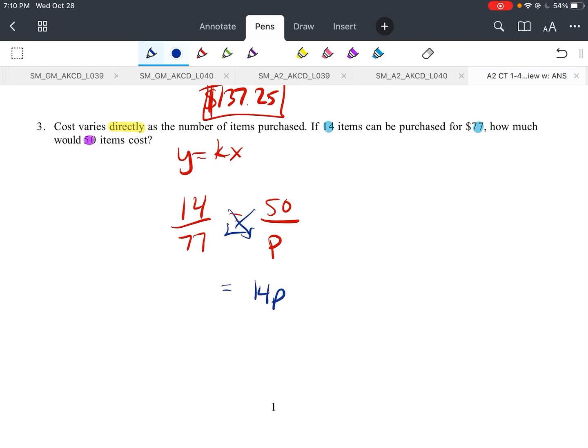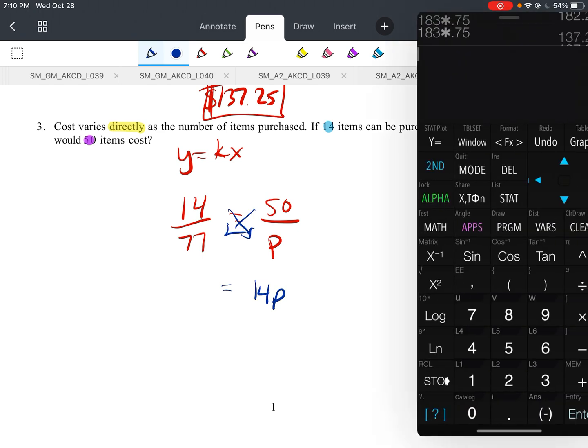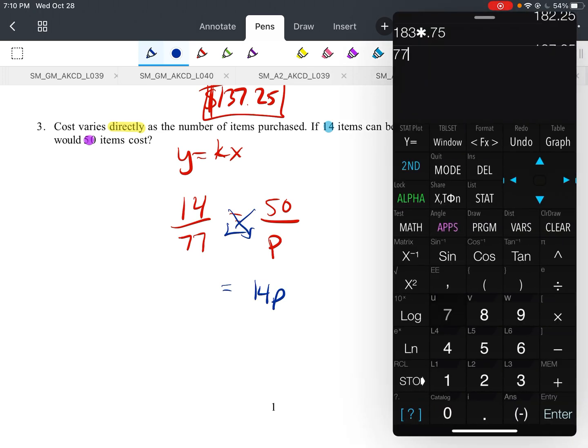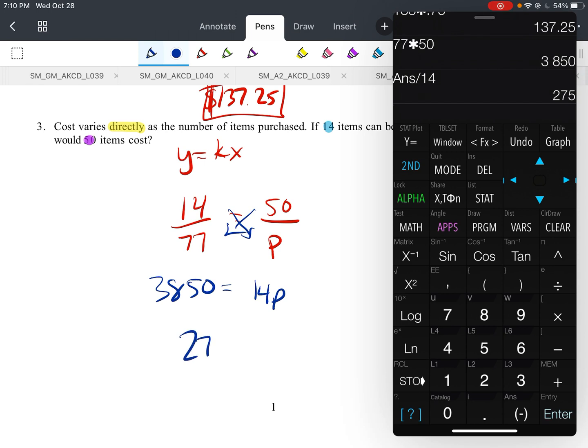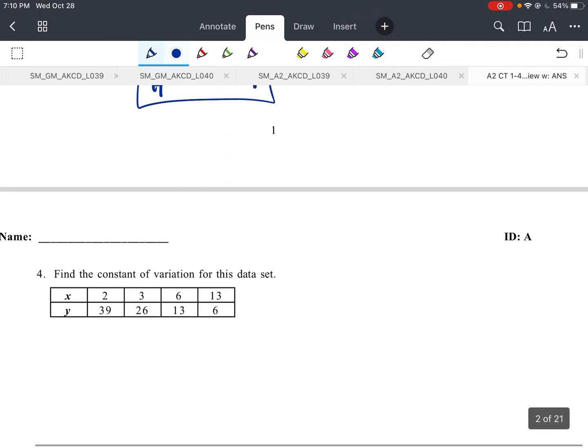14p equals 77 times 50. I don't feel like multiplying that out, so 77 times 50, 3850, and we'll divide that by 14. 275 equals p. Cha-ching. On a roll. Let's keep it going.